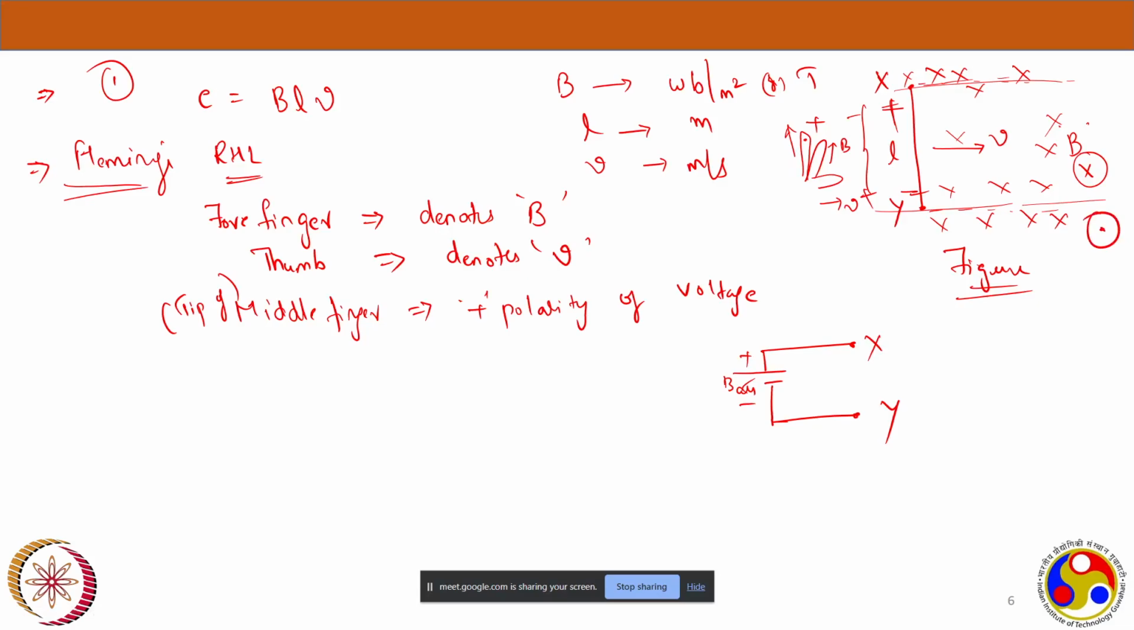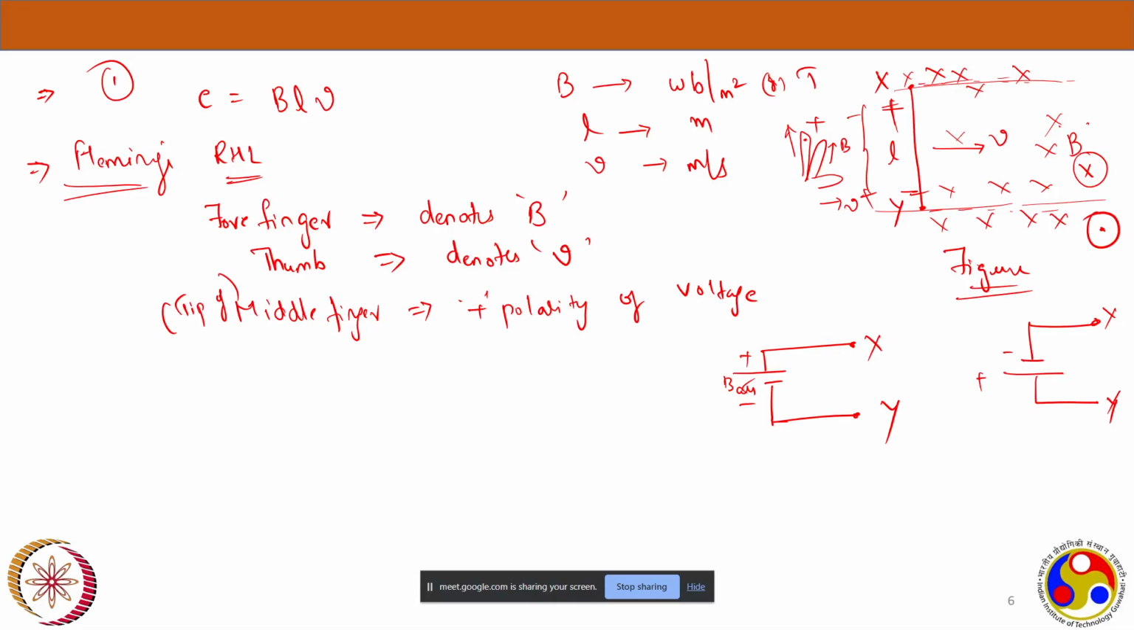Now again, take the right hand. This is the forefinger, coming towards me, and the thumb will be this one. And see, the tip of my middle finger will be downside. So this will be positive. That means you will have x positive and the top will be negative. This is with respect to xy, which is important. So you just have to reverse the magnetic field to get a reverse polarity. It's important.